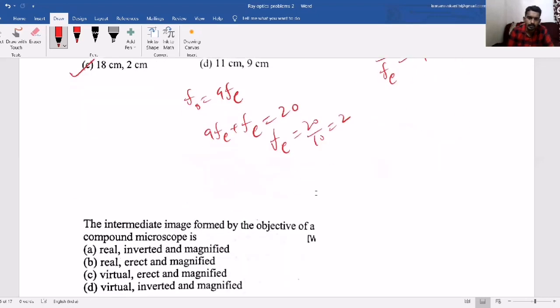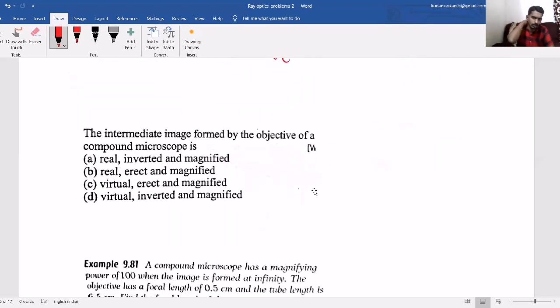Option C. Now let's take another question. The intermediate image formed by the objective of a compound microscope is... The purpose of taking this question is that sometimes they will ask this kind of question, like what kind of image is formed as the intermediate image after refraction through the objective, or what is the nature of the final image after refraction through the eyepiece. That kind of question they will also ask you.